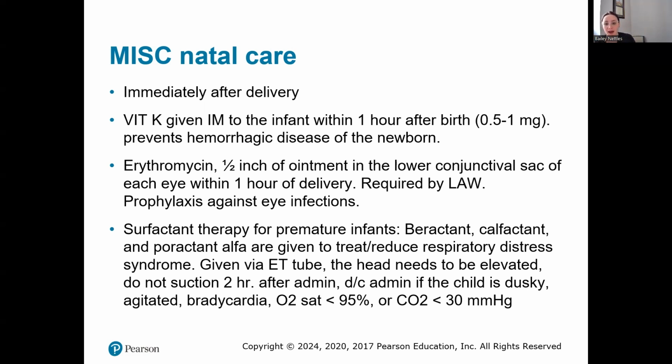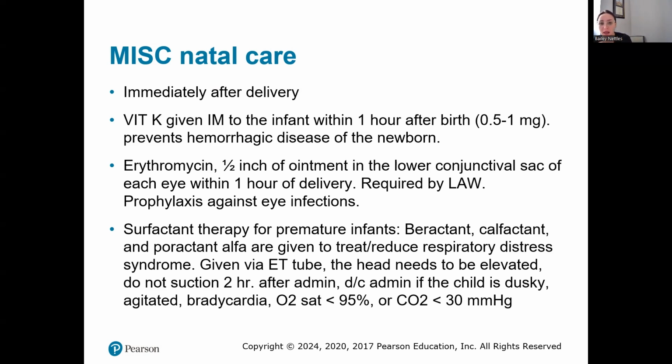Okay, the other thing is surfactant. So now you've had the baby, or you didn't get to wait the 48 hours. It was just preterm labor. We need to get the surfactant into the child now. So it's called beractant, calfactant, and poractant alpha. These are surfactant therapies, okay? So the baby is intubated. So it is given through the ET tube.